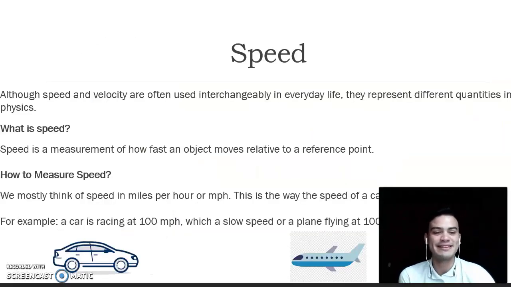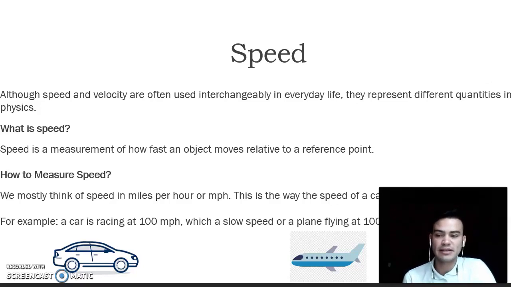Okay, let's get to business. Speed. Although speed and velocity are often used interchangeably in everyday life, they represent different quantities in physics. What is speed? Speed is a measurement of how fast an object moves relative to a reference point.